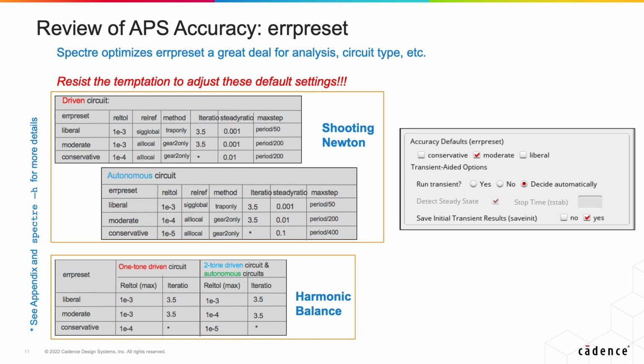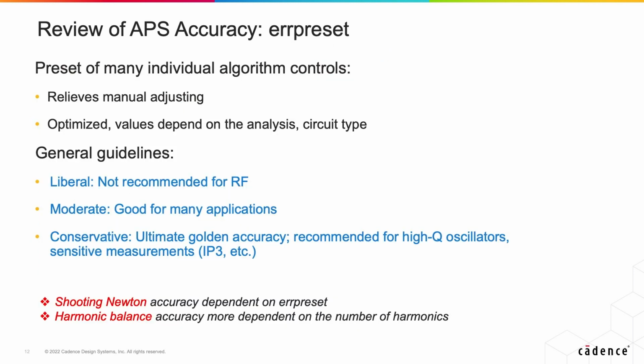We just talked about this review of the guidelines for APS. For RF, never use liberal, always use conservative or moderate. And I would say, don't think that because it's RF, you have to use conservative in APS. I'm talking about APS here because there is no conservative, moderate, and liberal for Spectre X.